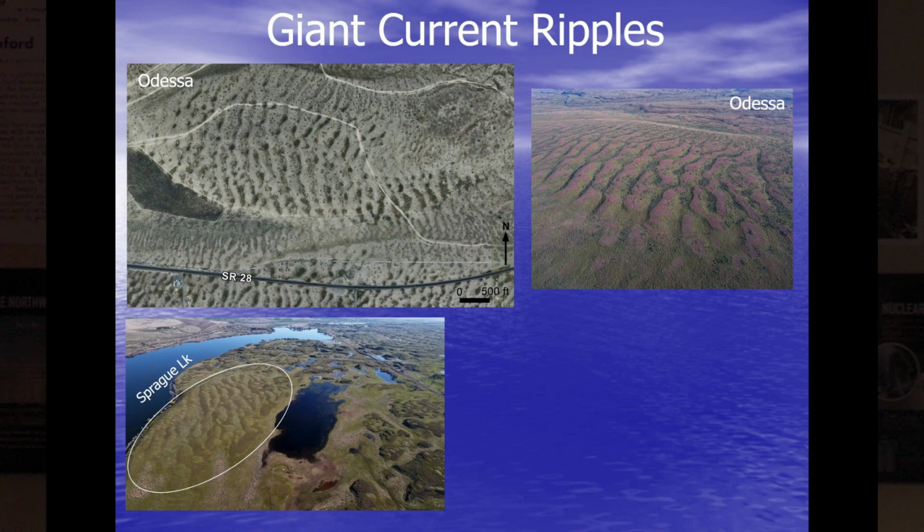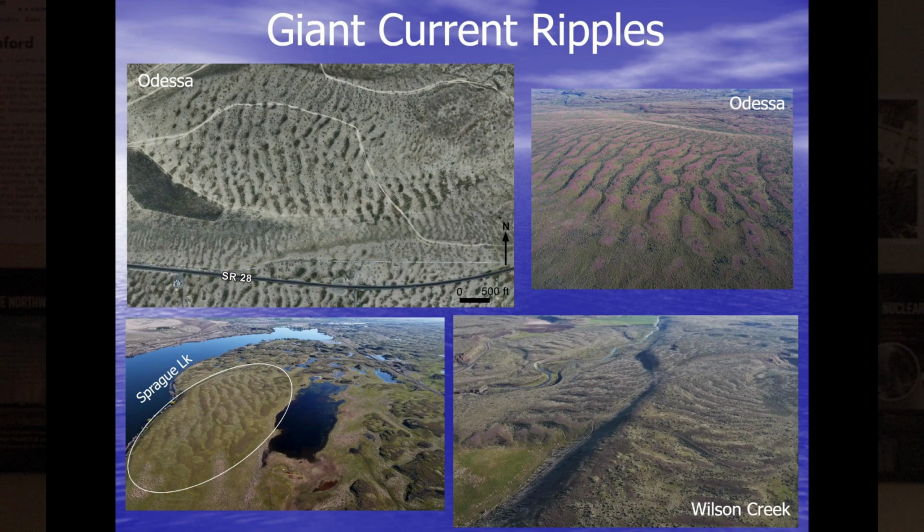Sprague Lake on the way to Spokane. If you've ever driven to Spokane on I-90, you go right by Sprague Lake and these giant current ripples, but you can't see them from the ground. You have to get up in the air to see them. And Wilson Creek is another great place. Here you can see there are multiple sets of ripples on different flood bars, different surfaces, which is unusual.